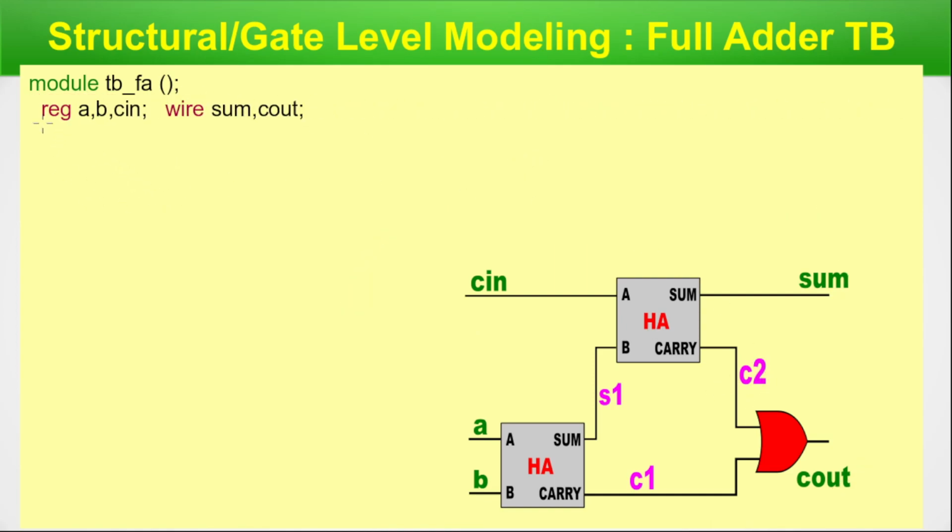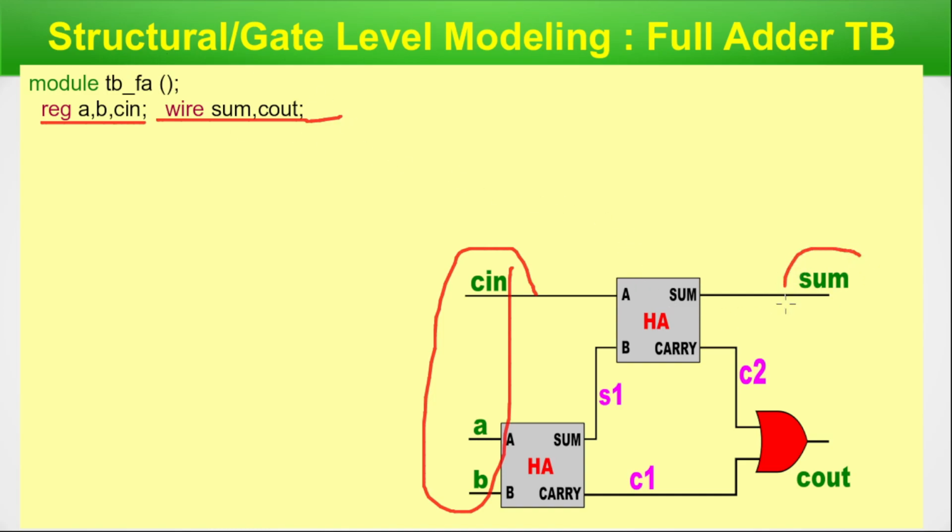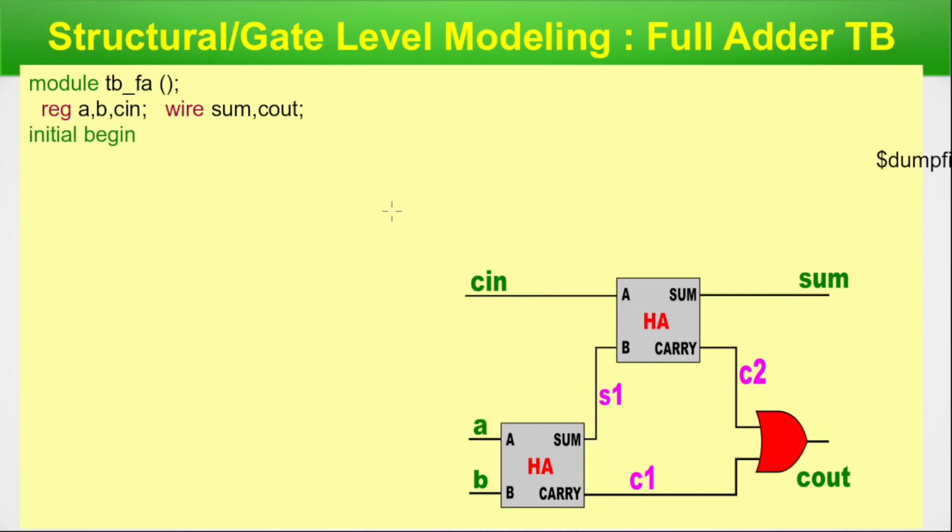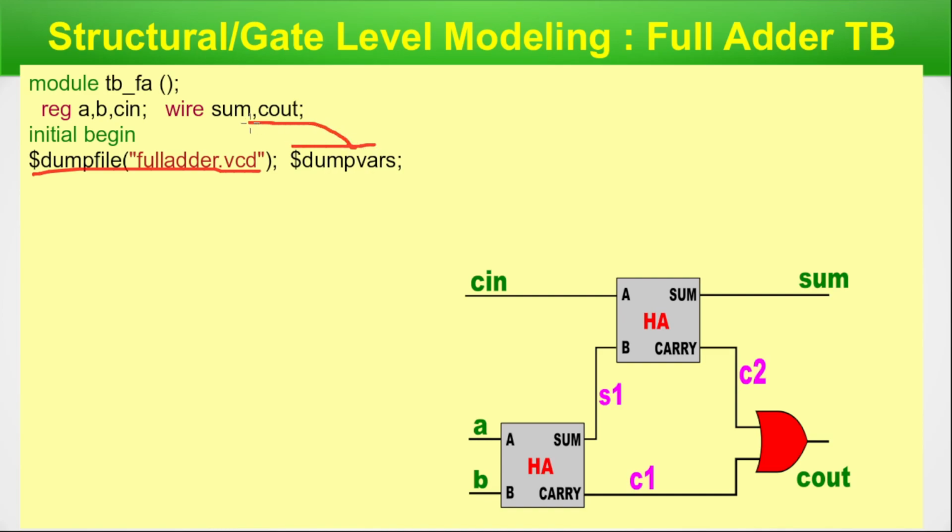So here we type reg A, B, C in. These are reg type, so they can remember the values over time, whereas wires cannot remember the values over time. Here sum and carry are wires. I will explain in some later episode what the deep meaning of these variables is. Here we use initial and begin, and we use the dump file to name the full adder.vcd, and dumpvars will dump all the variables into this vcd file.